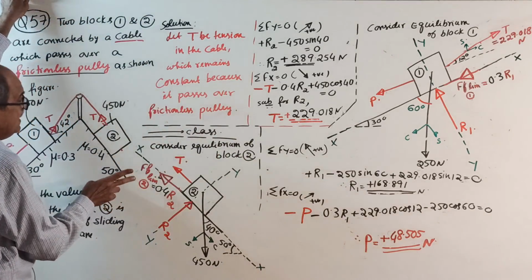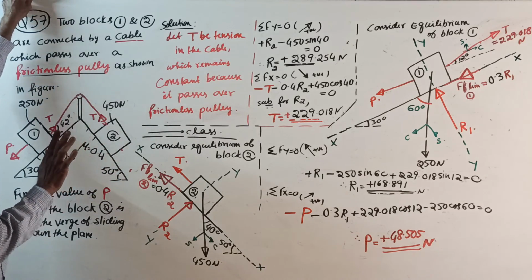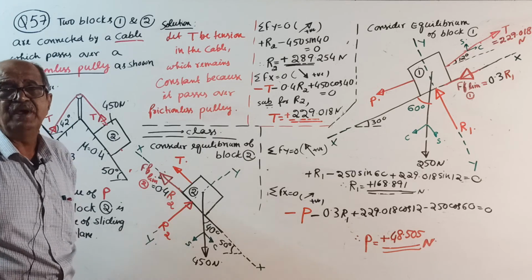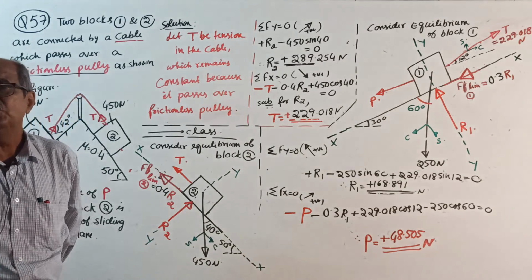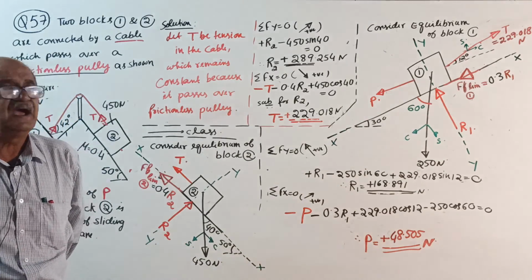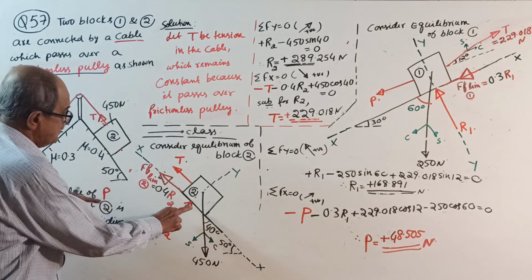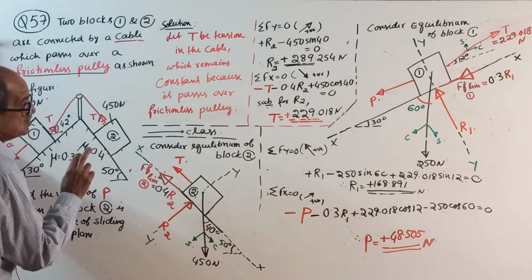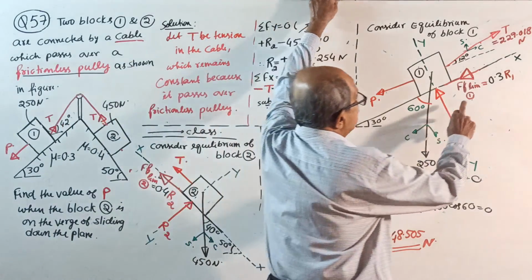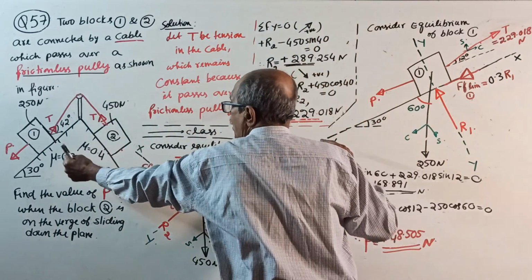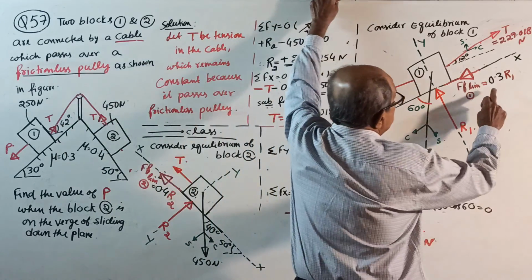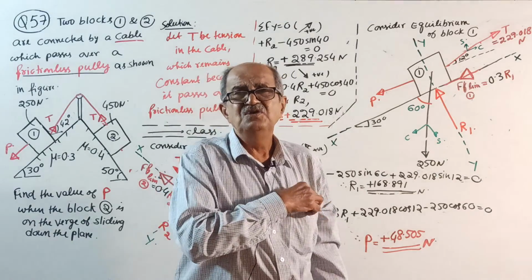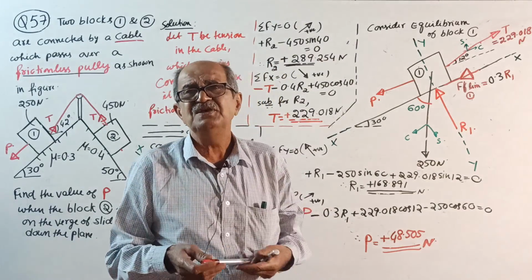Now, one thing I forgot to tell you: this is limiting friction. Therefore, everywhere the frictional force equals mu into the normal reaction. Here mu is for block 2, so mu is 0.4, giving 0.4 R2. Later, for block 1, mu is 0.3, so 0.3 R1. If I explain this further, you will feel I am wasting time.